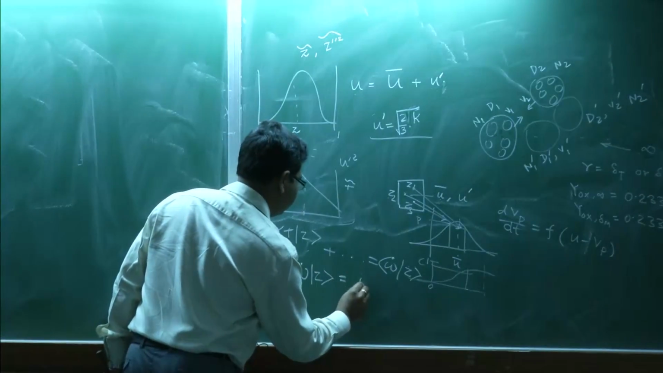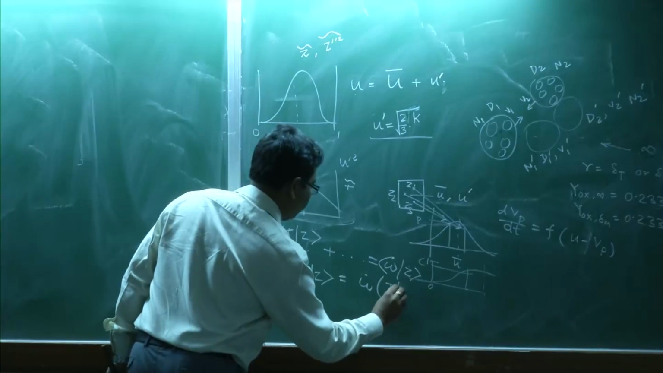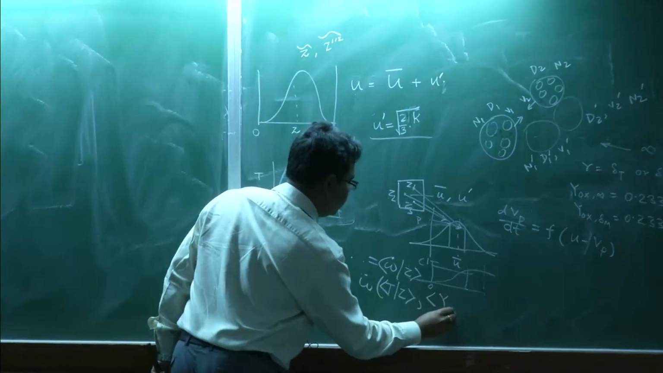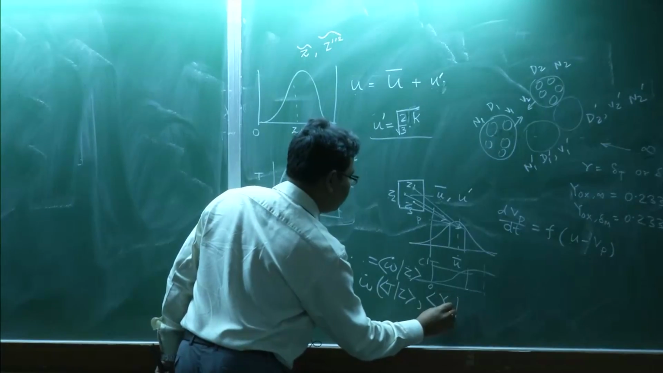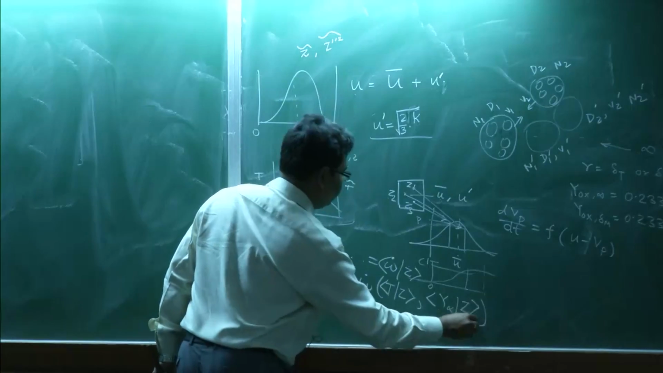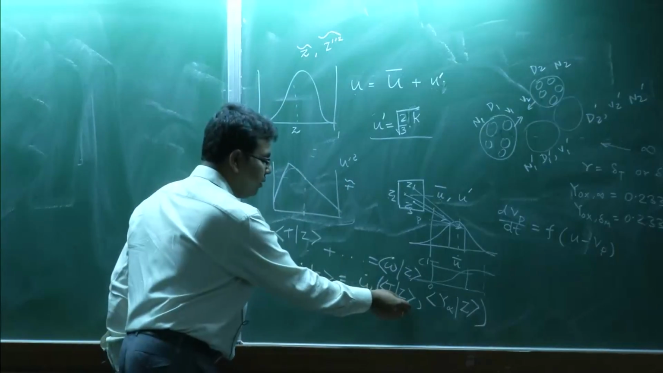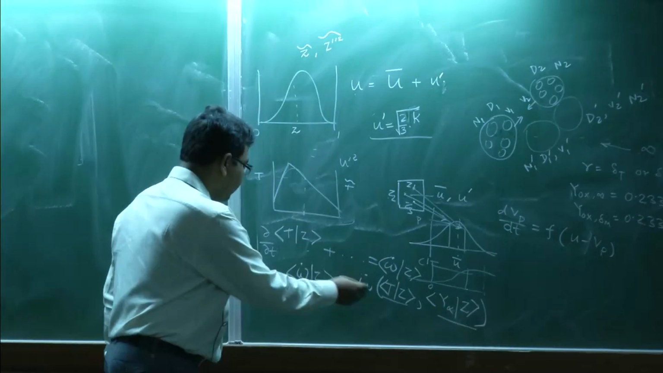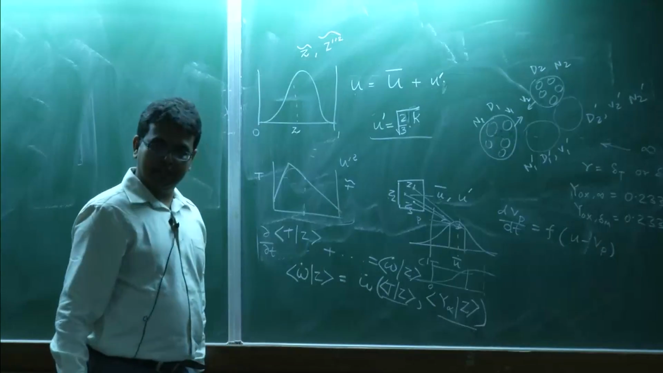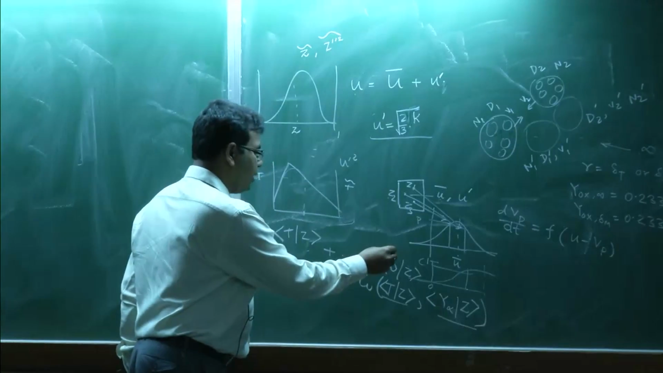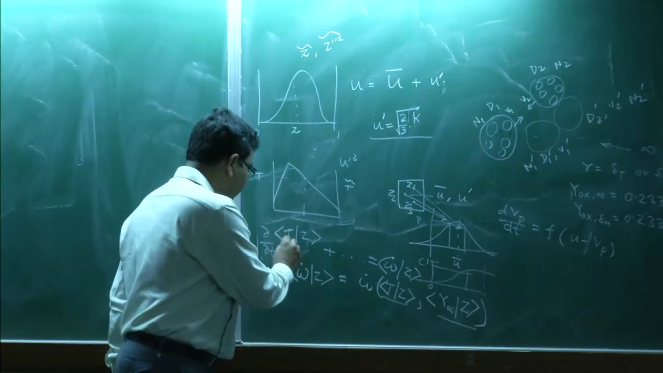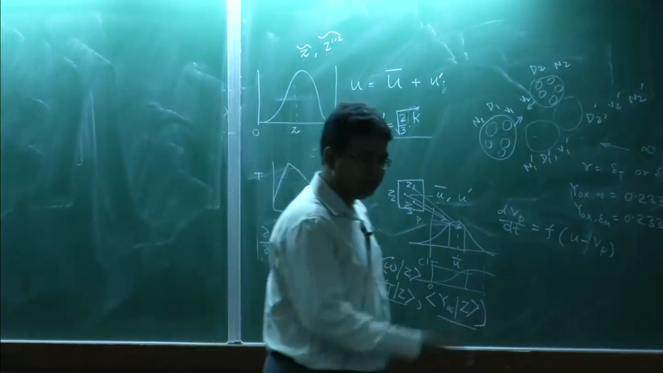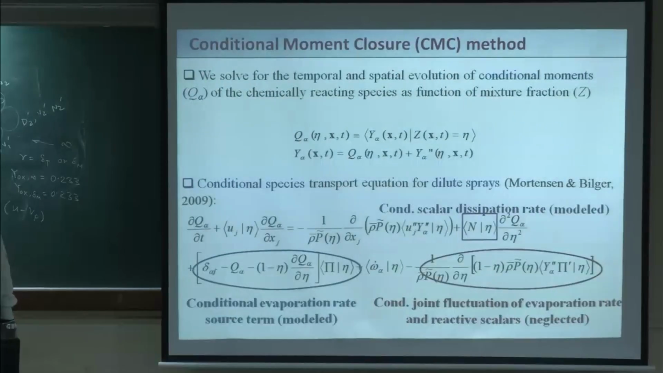Now, this you can approximate as a function of conditional mean temperature and conditional mean species composition. If you know the conditional mean temperature and conditional mean species mass fractions, then you can calculate the conditional reaction rate, and this conditional reaction rate can be utilized here to solve for the temperature. The same thing you can do for the species composition also. I will show the conditional moment closure equation in the next slide.